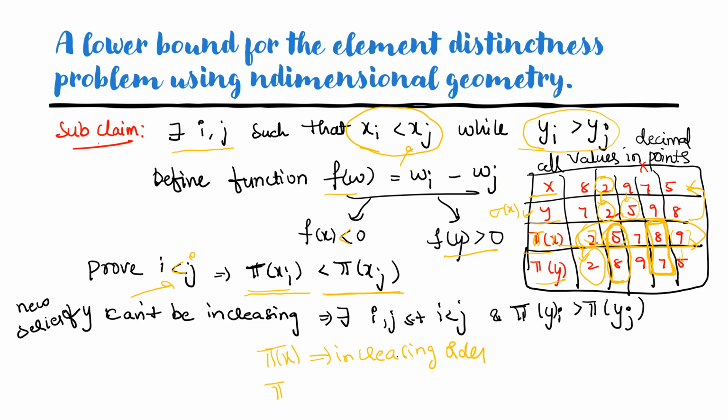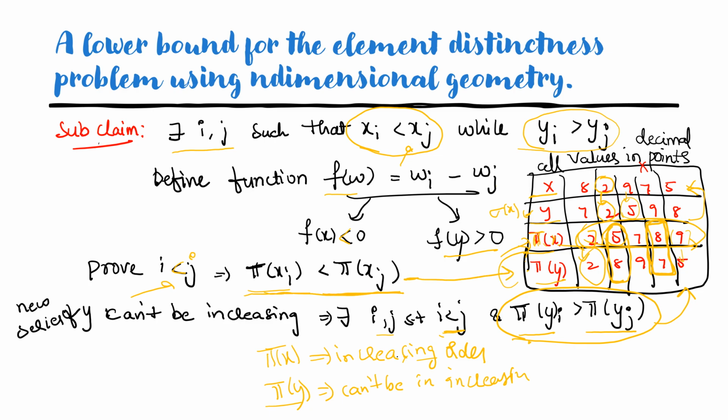And pi of y can't be increasing. Why? Since this is a permutation of these values, once one is increasing, another permutation can't be increasing. So I know this can't be increasing. So I can write there exist i comma j such that for i less than or equal to j, pi of y_i is greater than pi of y_j. So this is what I got from this observation, and this one from this order.